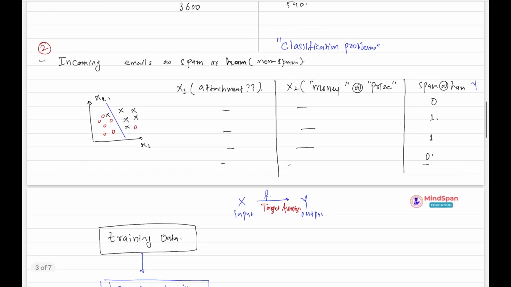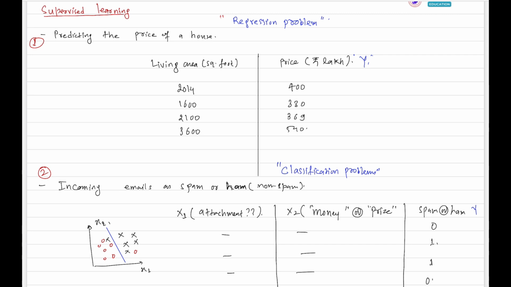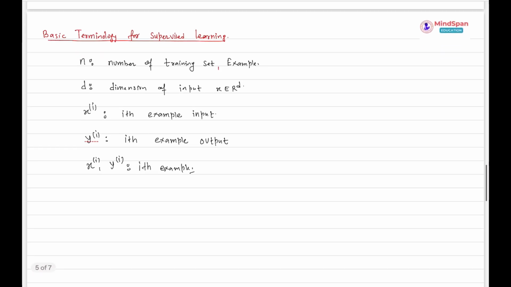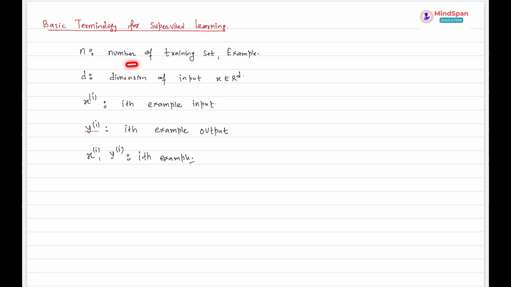If you look at this particular data, how many examples do we have? This is the first house, and corresponding to that we have this output. This is the first example, this is the second example of the house, this is the third example, and this is the fourth example. So we have four examples here, so n is equal to 4. We will use the variable n to denote the number of training examples. D represents the dimension of the input.